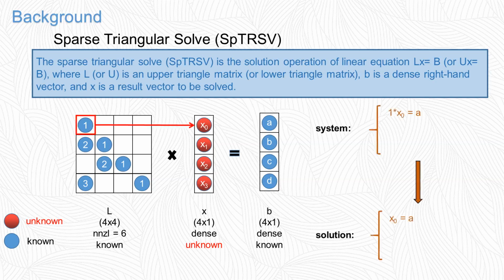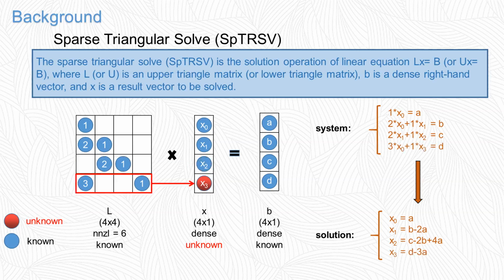Firstly, we can get the first element of the x vector with the first row of the L matrix, and the right-hand side is the calculation process. Then we can get x1 with the second row. We can get x2 with the third row. Finally, we can get the last element with the last row. In this way, we get the entire x vector by the serial sparse triangle solve.